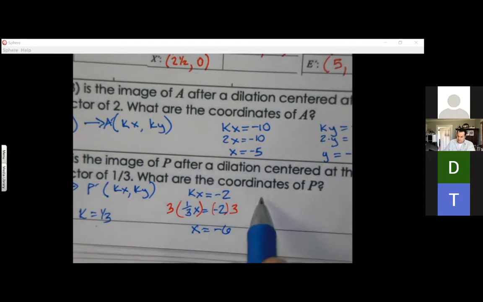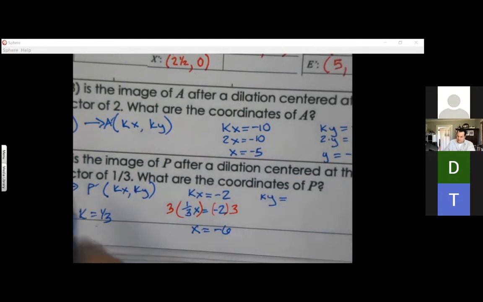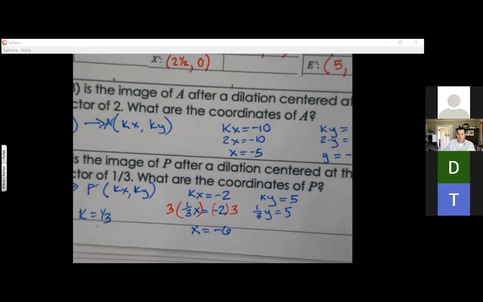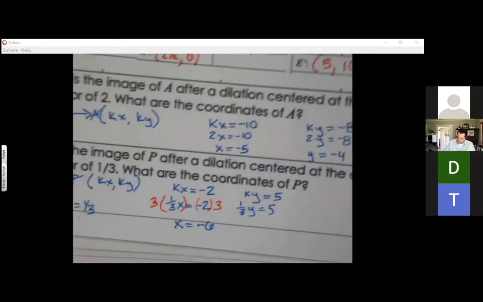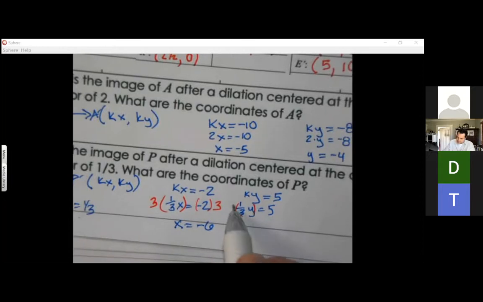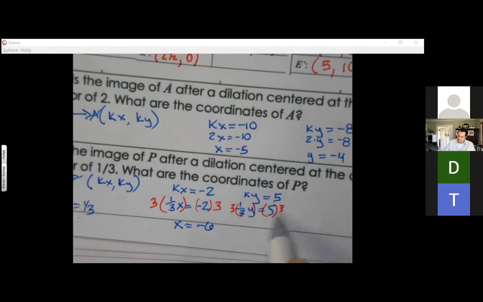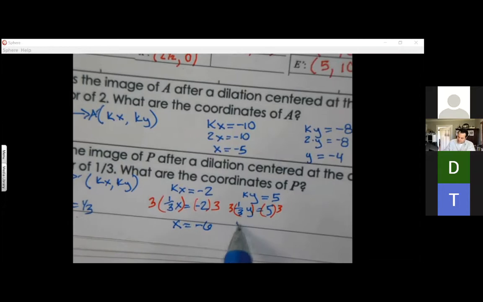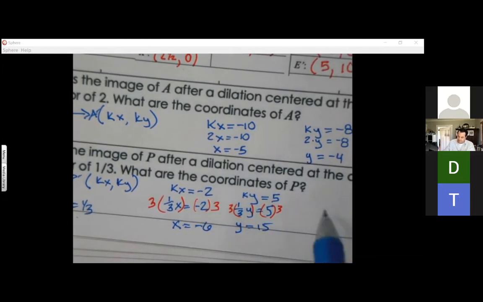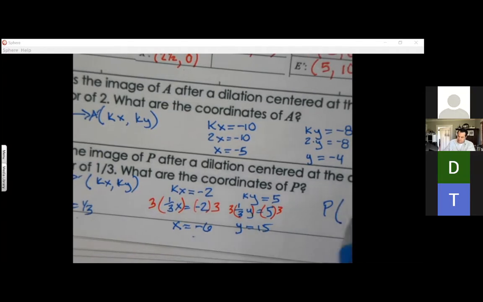Do the same thing with the y. ky has got to be 5. If we know that k is 1/3, then we have to multiply both sides by 3 to make that work. That'll leave us with y equals 15. So the original point, P, is going to be -6, 15.